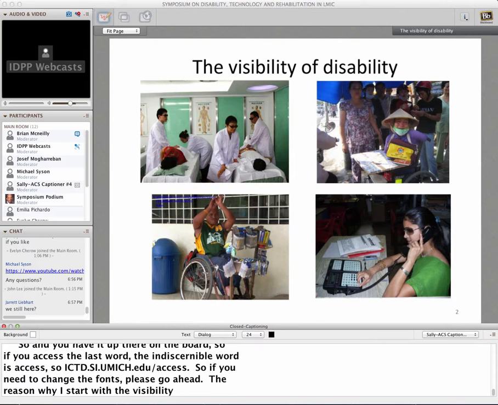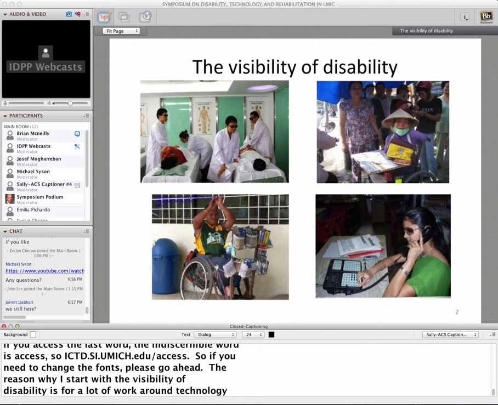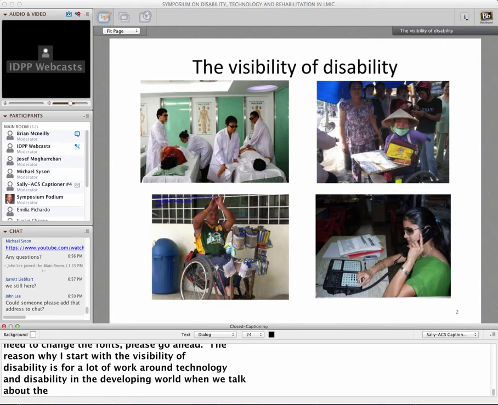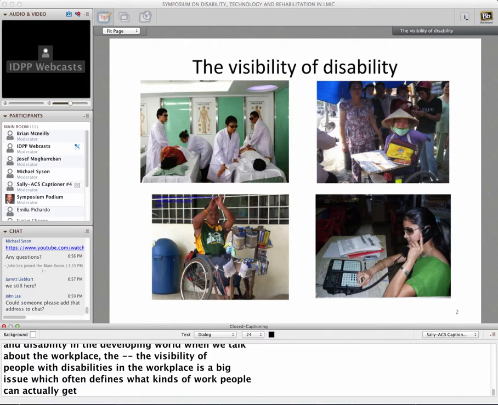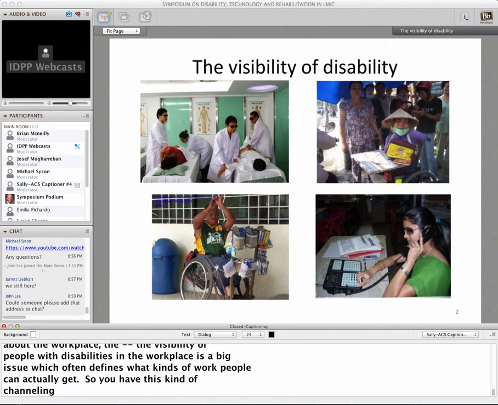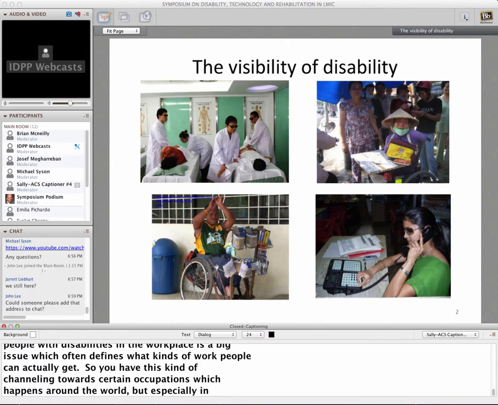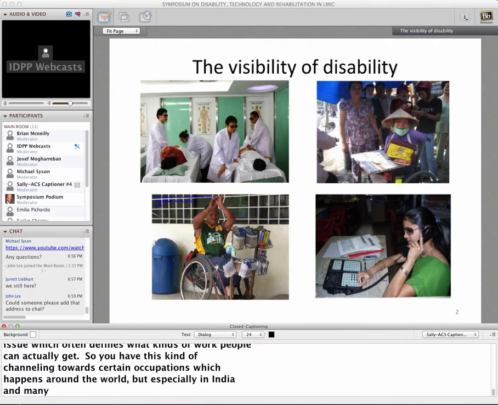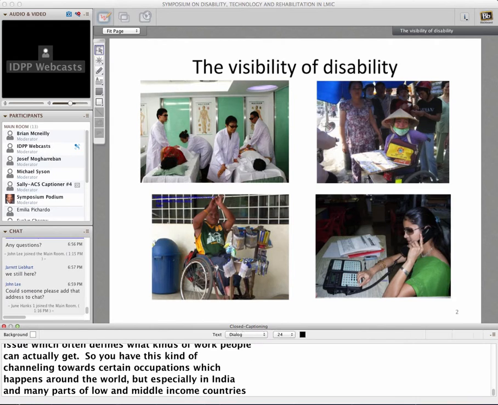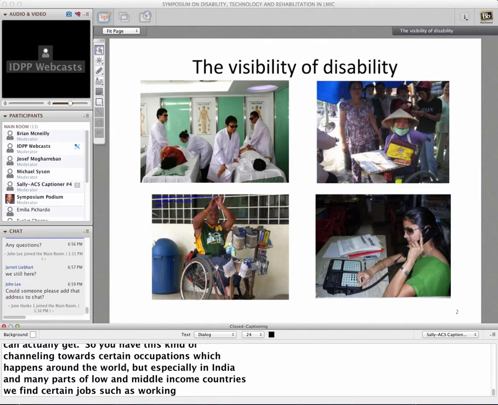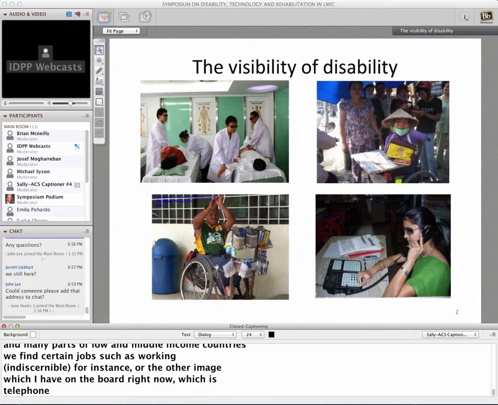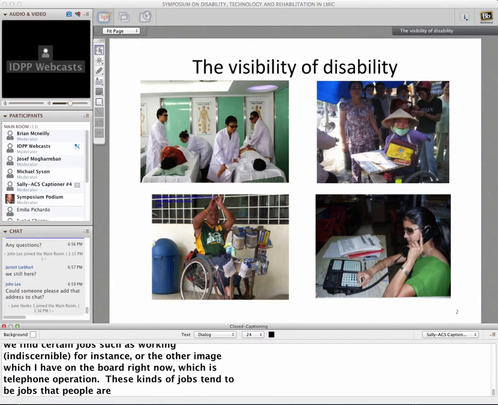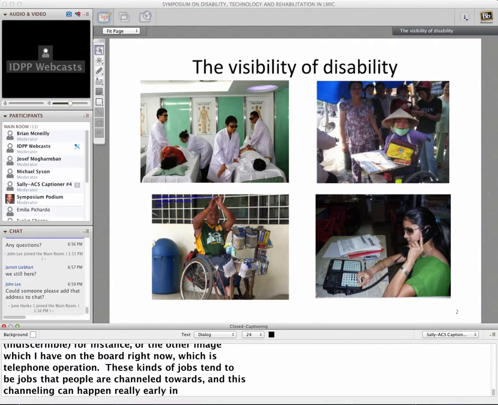The reason why I start with the talk about the visibility of disability is that for a lot of work around technology and disability in the developing world, when we talk about the workplace, the visibility of people with disabilities in the workplace is a big issue which often defines what kinds of work people can actually get. So you have this kind of channeling towards certain occupations which happens around the world, but especially in India and many parts of low and middle income countries. We find that certain jobs such as massaging, vending, or telephone operation tend to be jobs that people are channeled towards, and this channeling can happen really early in their lives, right from their schooling.